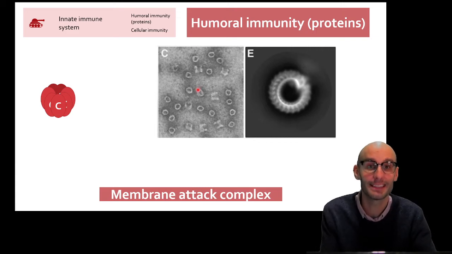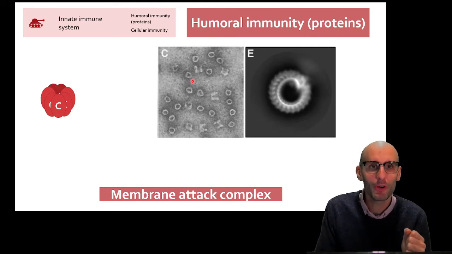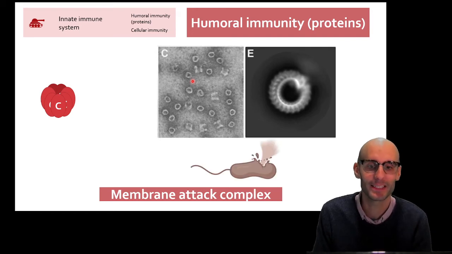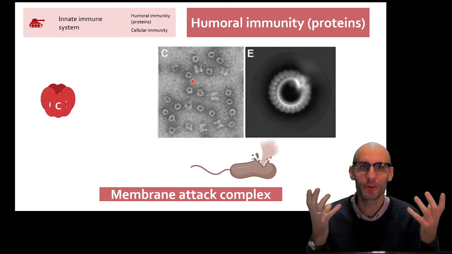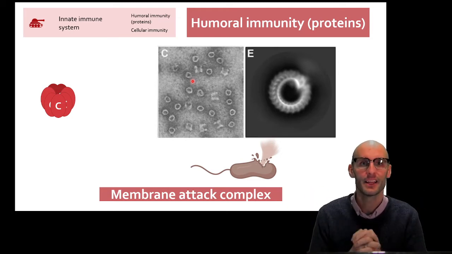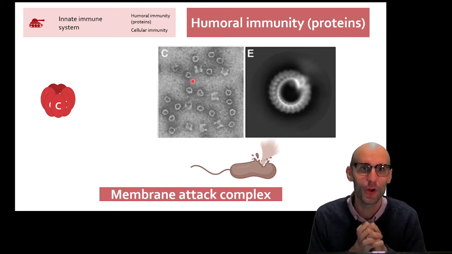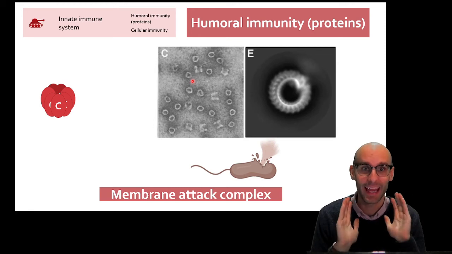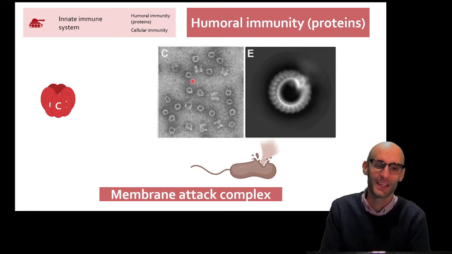So here we can actually see it under the electron microscope. It has inserted itself into the membrane of a bacteria. And what it does, because it's donut shaped, it's created a hole in the membrane of that bacteria, and it's going to cause them to pop and lyse. Now that's kind of cool, right? We've got just these proteins, no cells, no thinking thing involved here, that's just floating around our blood. And it's just going to recognize, activate, and kill pathogens all by itself. That's pretty magical, and that's pretty awesome.